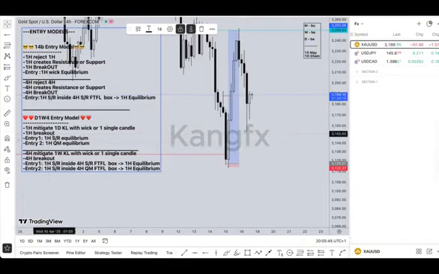Confirmation entry or retracements, that's when you use this one. This is the D1W4. Why the 14B entry model? You use it for confirmation entry also. Use it for continuation entries also.